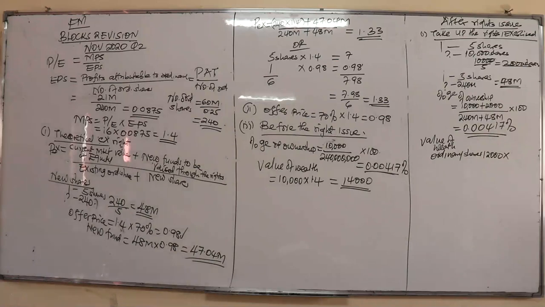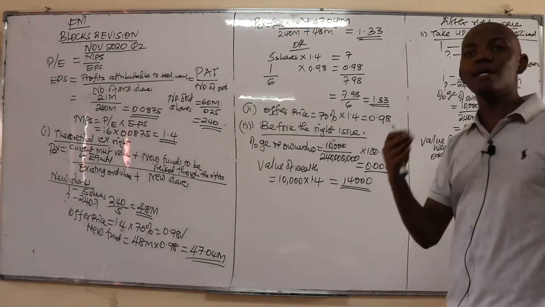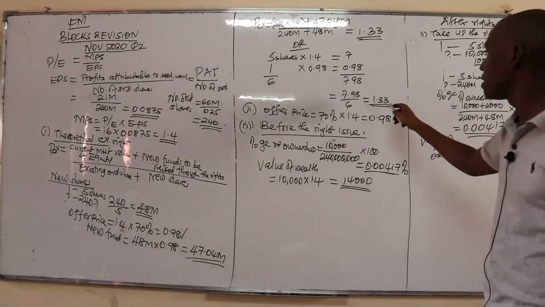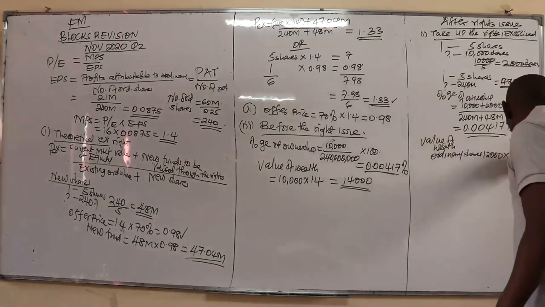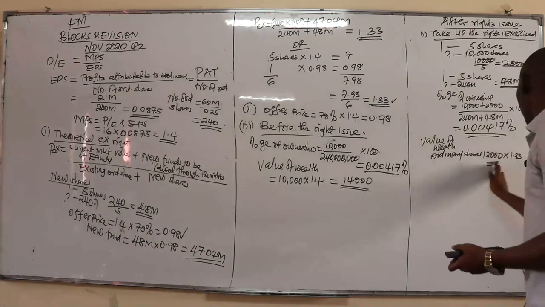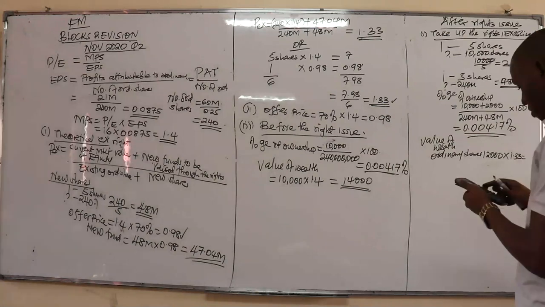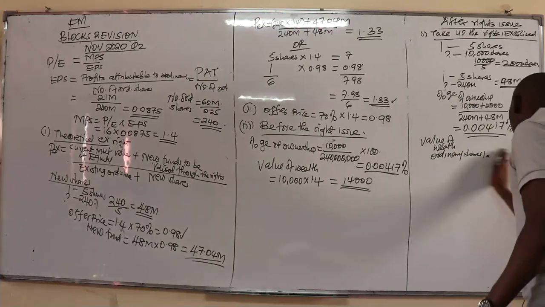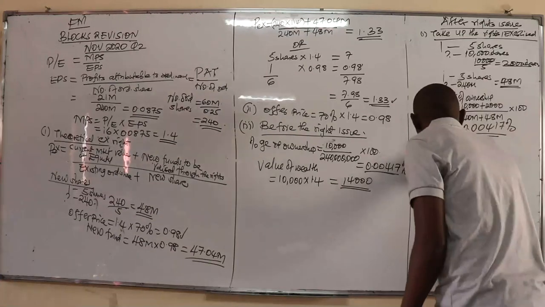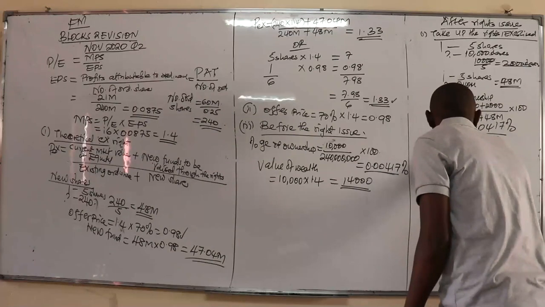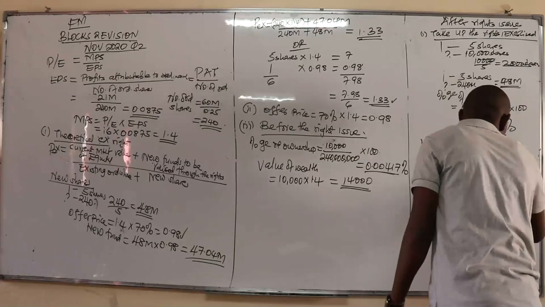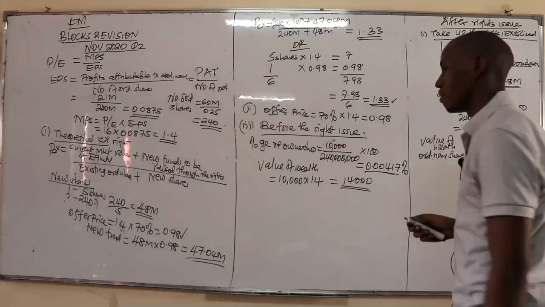What was the price after the rights issue? That is the PEX. Remember we said the price after the rights issue is the theoretical ex-rights price, which in this case is what? 1.33. So what will be the value? It will be 12,000 multiplied by 1.33, for the ordinary shares, which is 15,960. That is now the value.